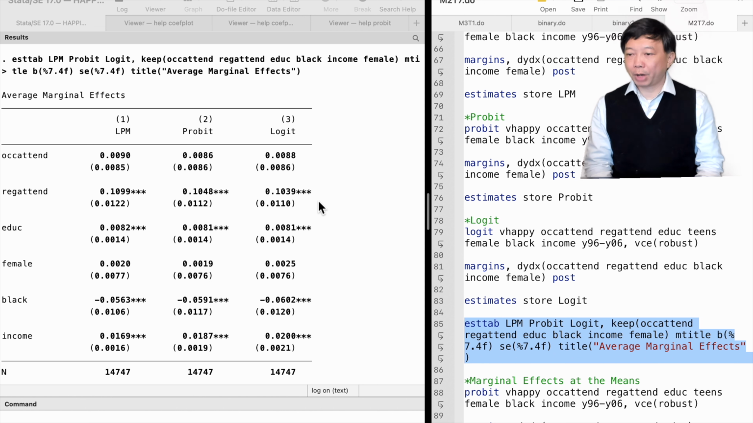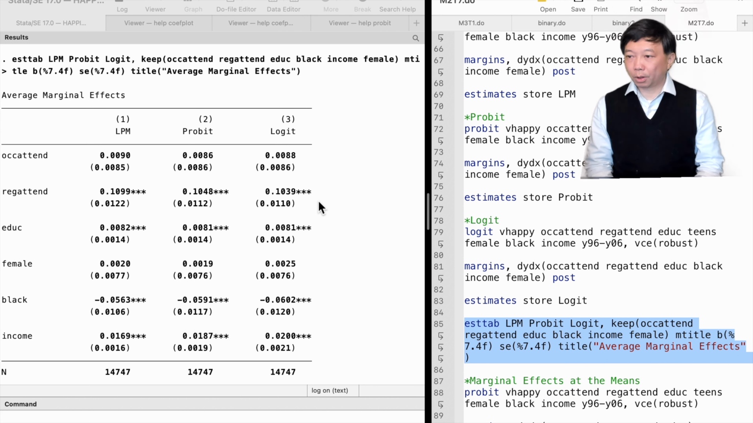The people who regularly go to church are estimated to be happier than those who do not go to church. The probability of being very happy for the former is 0.1 higher than the latter on average, after holding other factors in the model fixed. The effect of church attendance on happiness is statistically significant at the 0.1% level.